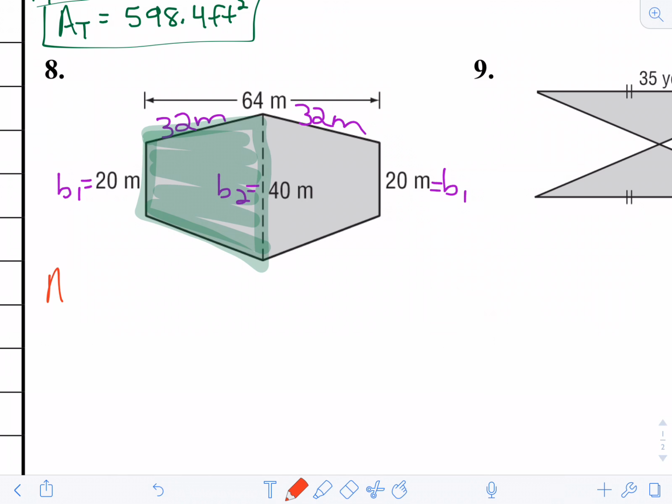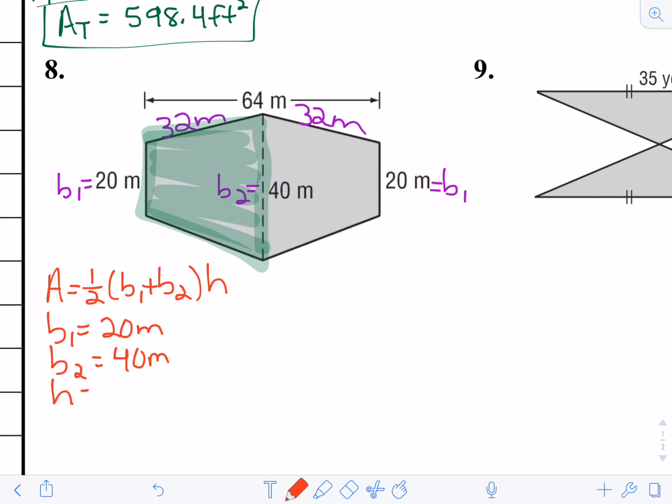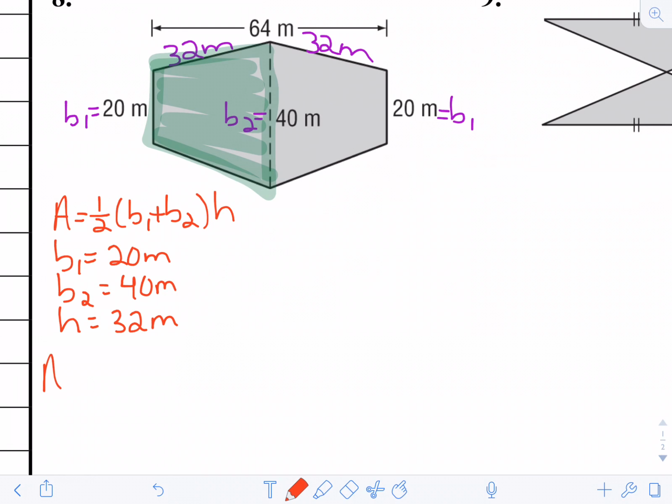So for this one, area of a trapezoid is 1/2 times the sum of my bases times my height. One of my bases I'm going to label as 20 meters. Another base I'm going to label as 40 meters, and my height here is going to be 32 meters. So I'm going to plug that into my formula. Area is equal to 1/2 times my bases added together, 20 meters plus 40 meters, times the height, which is 32 meters. When you work all that out, that should come out to 960 meters squared.